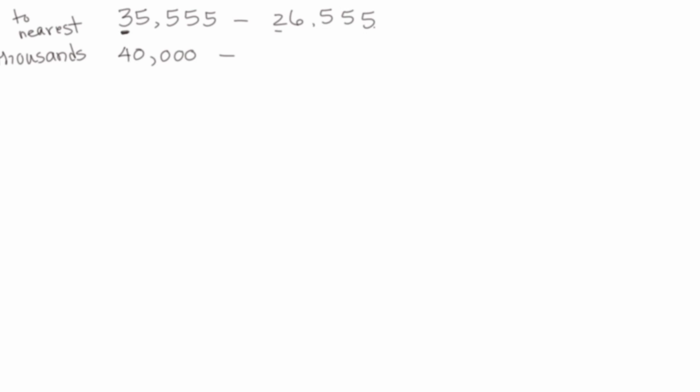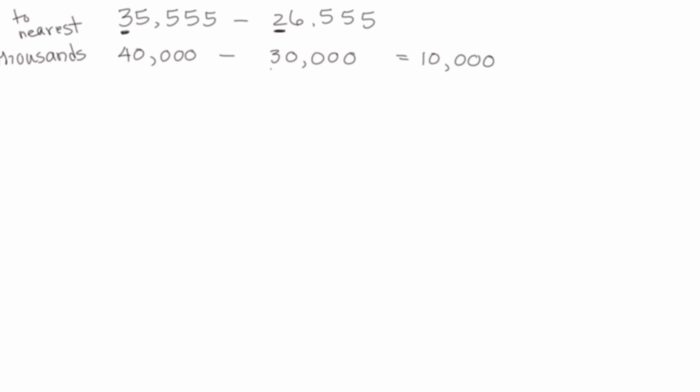And for 26,000, it already has 20,000, two 10,000s. The next higher would be 30,000. The midpoint would be 25,000. So 26,555 is a little closer to 30,000. So I would use that as my estimate. So subtracting 40,000 minus 30,000 would be 10,000.